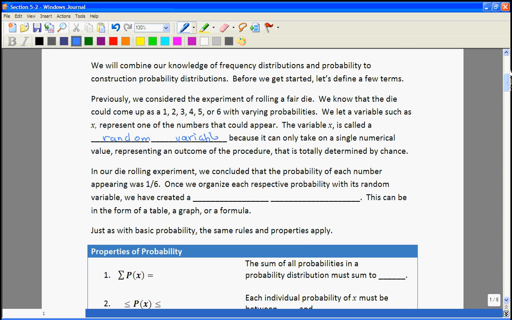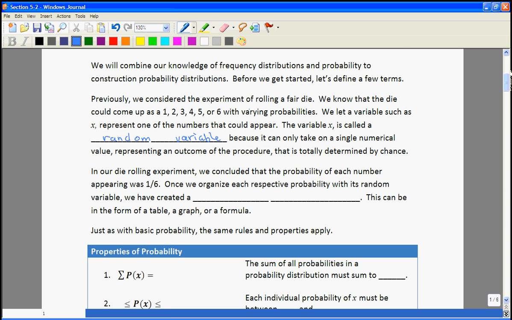because it can only take on a single numerical value, representing the outcome of the procedure, as I just mentioned, but it's totally determined by chance. So every time we roll that die, we have no idea which number will show up, and it doesn't even matter what came up on the previous roll, it's always going to be by chance. So that's our random variable.